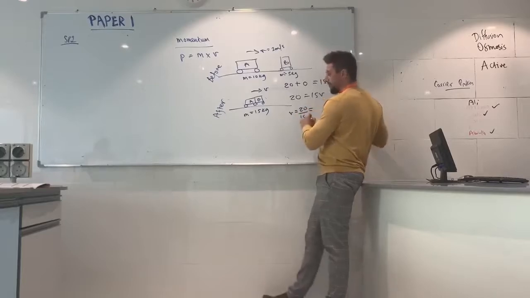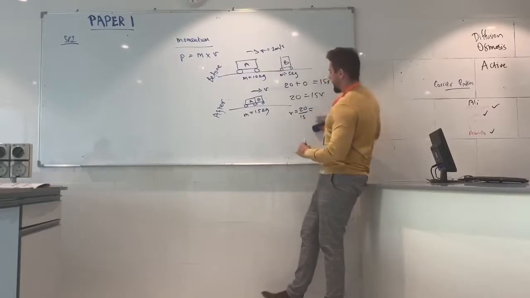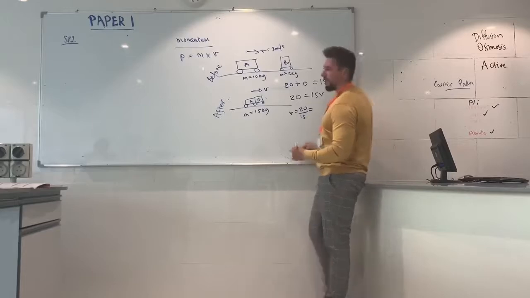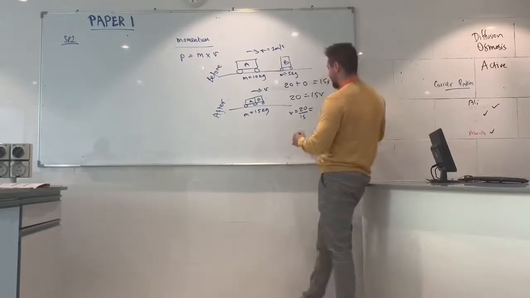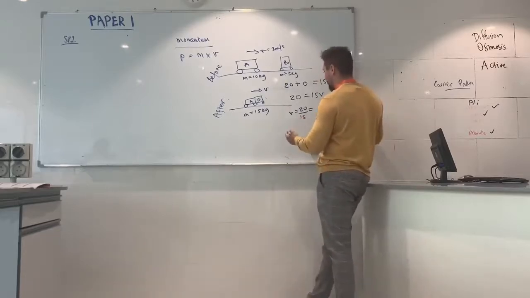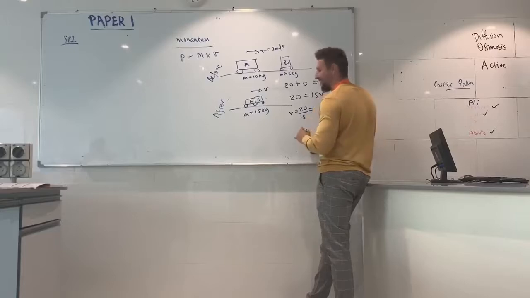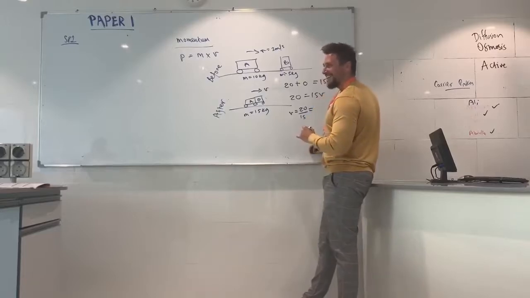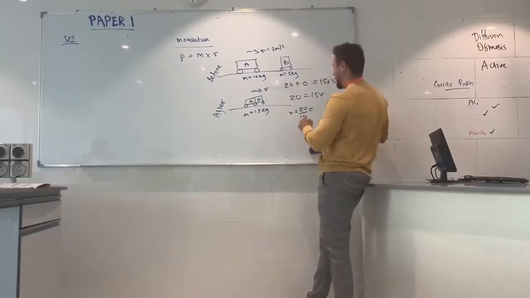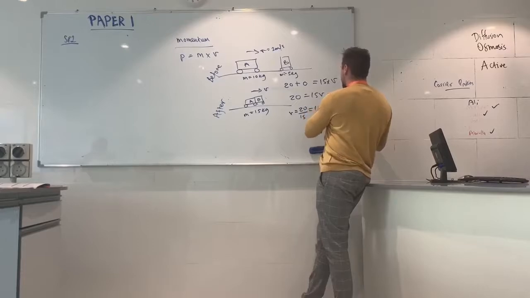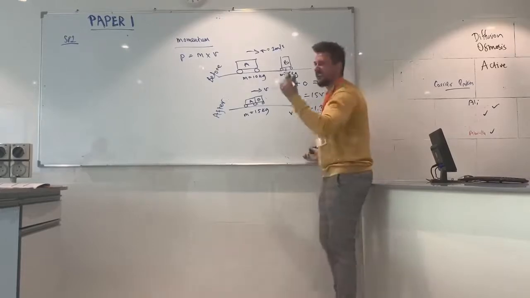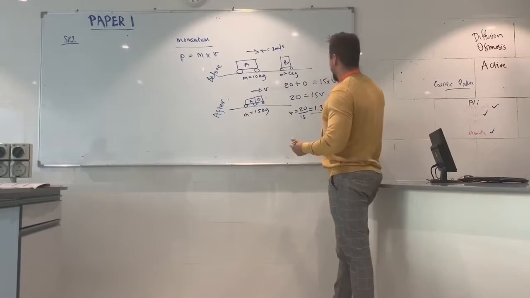Is it 1.5? No, it's not. It is 4/3. It's 1.3, 1.3 recurring. 1.3 meters per second. Okay, use a calculator in the exam, yeah?